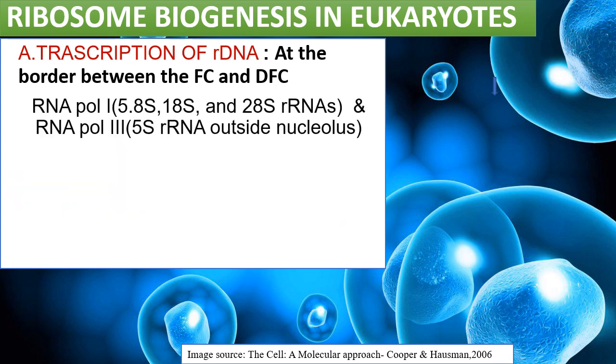For this process, two main enzymes are needed. They are RNA polymerase 1 and RNA polymerase 3. RNA polymerase 1 is needed for the transcription of 5.8S, 18S, and 28S ribosomal RNAs, whereas RNA polymerase 3 is required for the transcription of 5S ribosomal RNA outside the nucleolus.